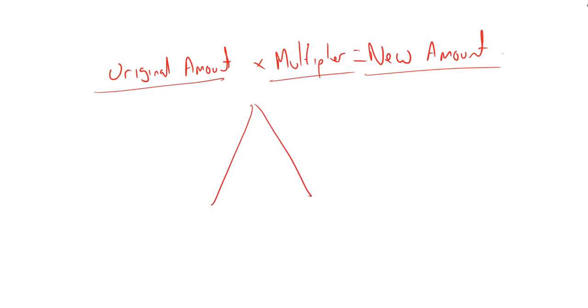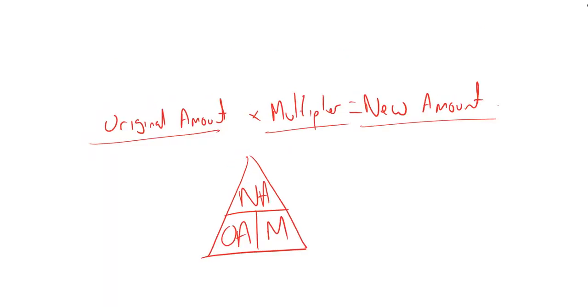And to help me to do this, I'm using that same triangle. The original amount and multiplier go at the bottom, the new amount at the top. I've explained previously how to use that. We'll just jump straight into these examples.